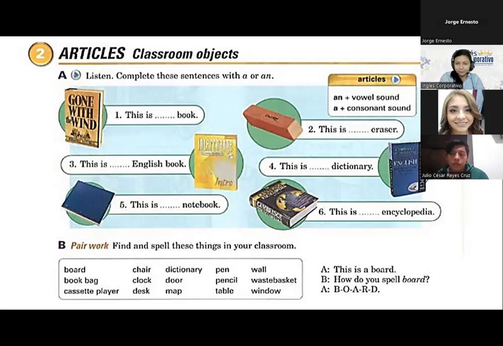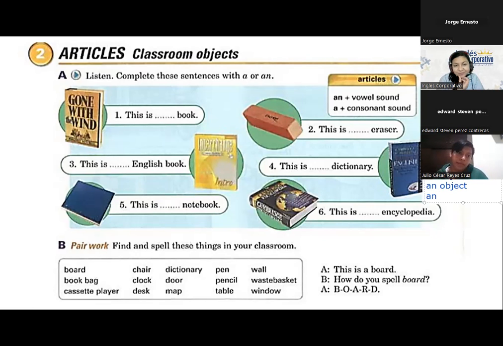An avenue. An article. An university. An university, okay. What else? Algebra. An adverb. An adjective. An object. Very good. Yes, what else? An igloo. Water. Can you repeat, please?